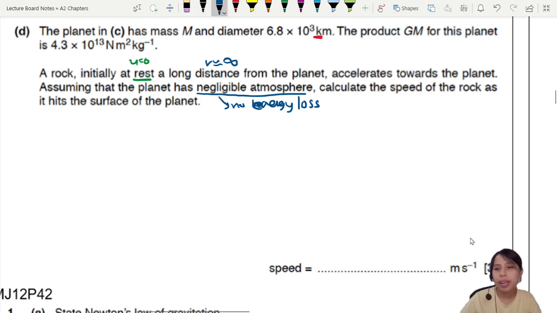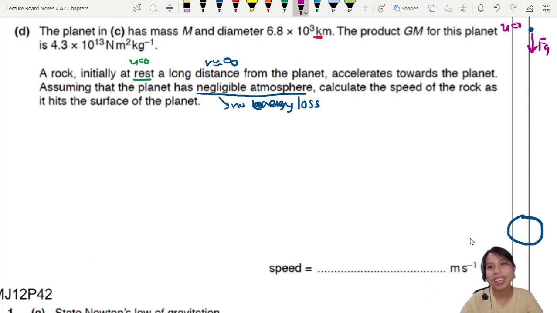Think about it this way. You have a planet right on top of my head, and you are very, very far away. But you start off at rest, u equals 0. Because of gravitational force, Fg, you start to move faster and faster, right? This looks like an AS question, and they want to find the speed when you finally hit the surface of the planet down here.